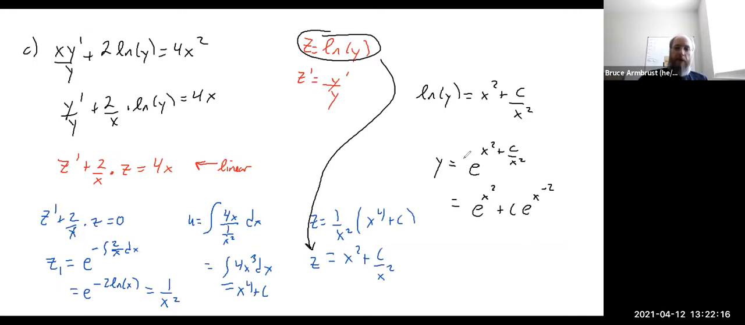Actually, no. Forget that. We'll just leave it as it is. All right, so there is the solution then to our differential equation. And you could check it out. If you were to take its derivative, divide it by itself, multiply by x, take 2 times the natural log of this, which is going to be the stuff inside, you should end up with 4x squared.